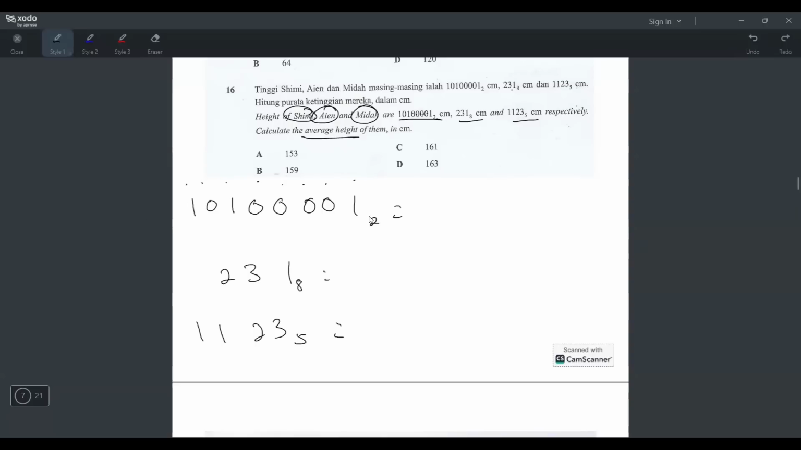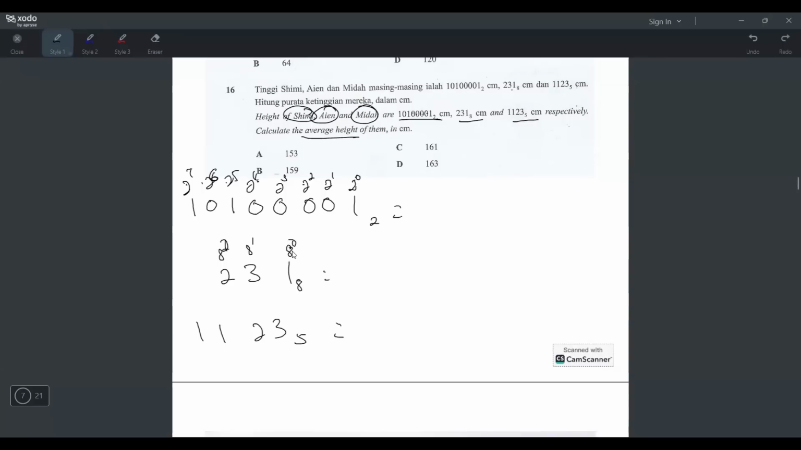That is the method. So for base 2, what are the place values? It will start with 2 power 0, 2 power 1, 2 power 2, 2 power 3, 2 power 4, 2 power 5, 2 power 6, 2 power 7. These are the place values. What if it's base 8? Then it's 8 power 0, 8 power 1, 8 power 2, because it's base 8. Right? And remember, always start with 8 power 0.